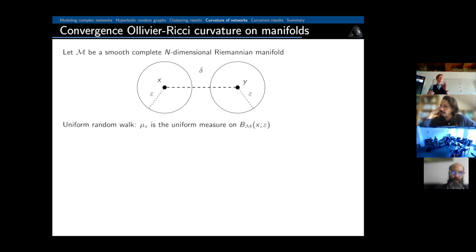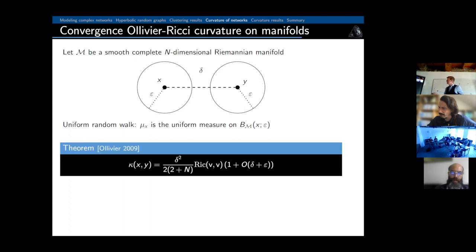So you fix a delta, you fix an epsilon, and then for every point, the probability measure is the uniform random walk, the uniform probability on the ball of radius epsilon. In that setting, you can apply his Ollivier curvature definition, and then he can prove that if you properly renormalize, basically his curvature is some renormalization of the Ricci curvature of the underlying manifold. That still depends on, of course, the distance between 2 points and the radius.